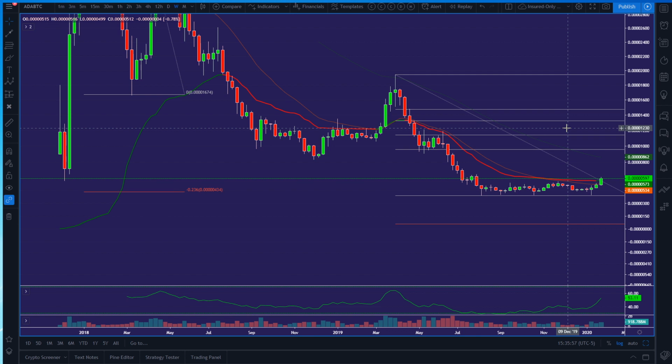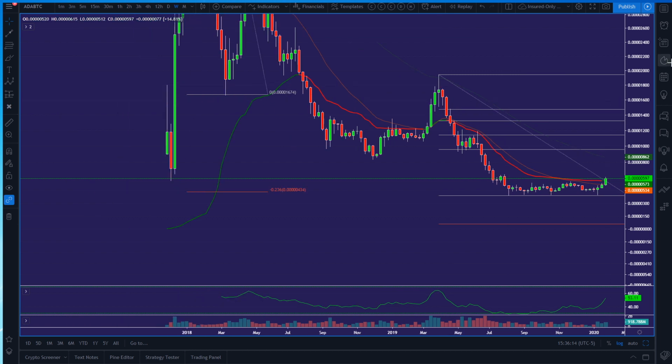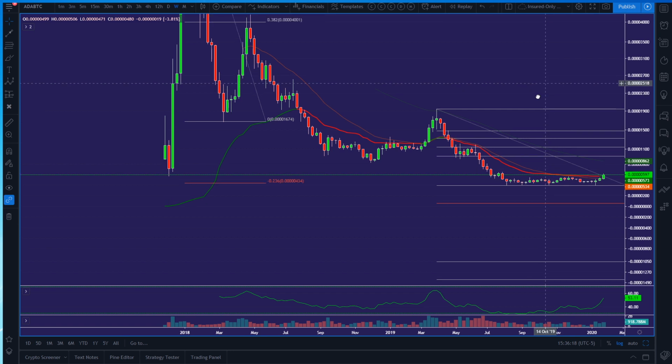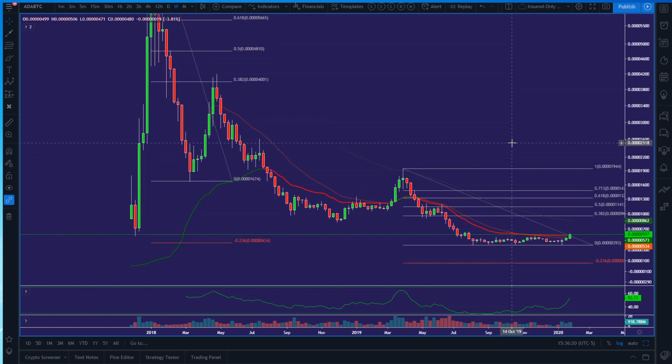I wouldn't be interested in buying any Cardano yet, unless we can close the week above 575. If this week closes above 575, I think that is probably a good sign here. Now Cardano has historically been a support and resistance token.